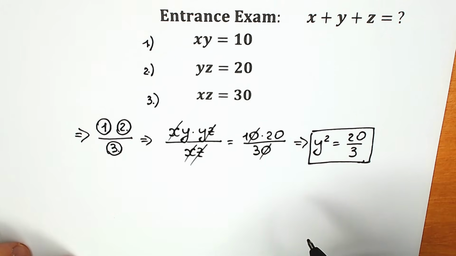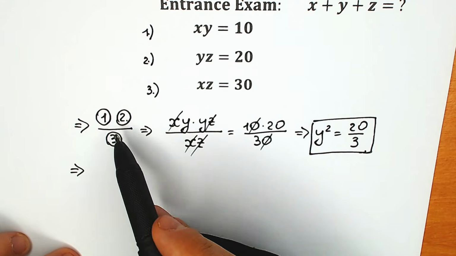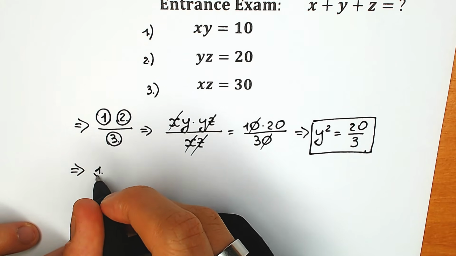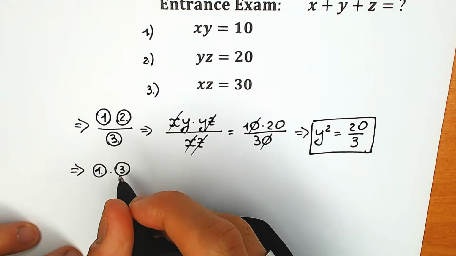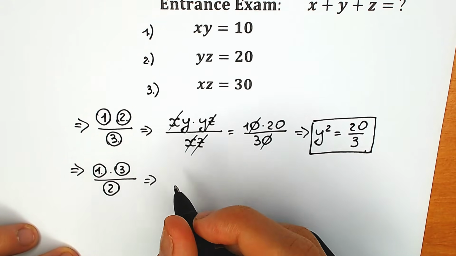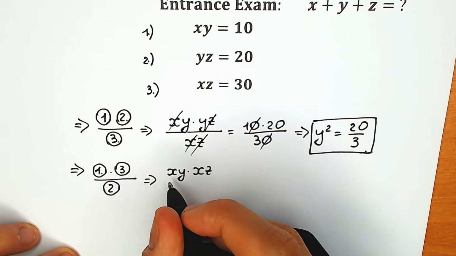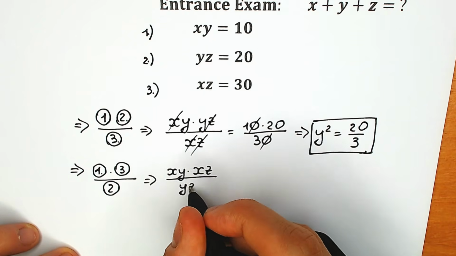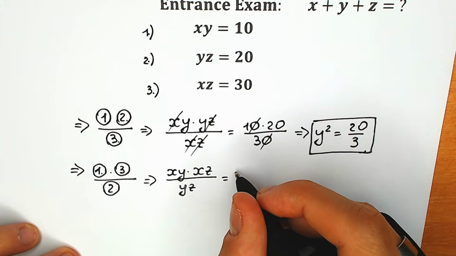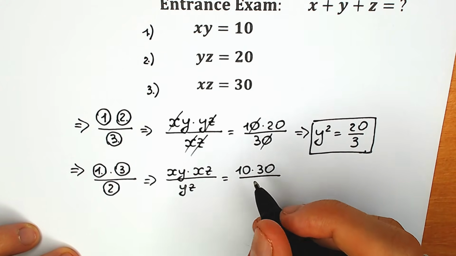What we're going to do as a second step: multiply the first equation times the third equation, and divide it by the second one. Let's see what will happen. First equation, xy, times third equation, xz, divided by the second one, yz. In terms of values, xy equals 10, xz equals 30, and we divide by yz equals 20.